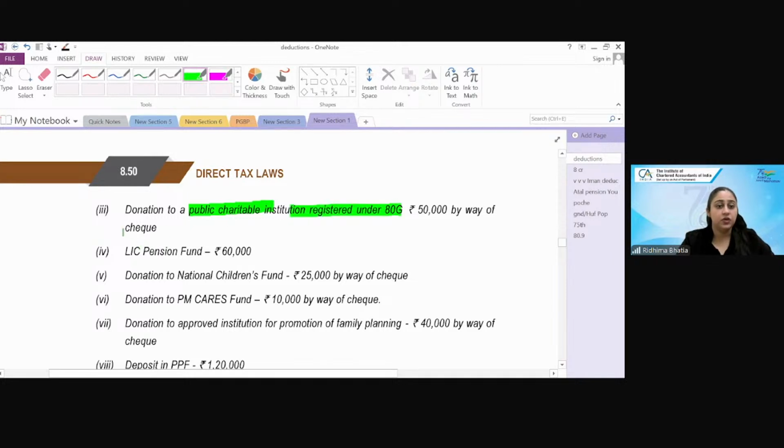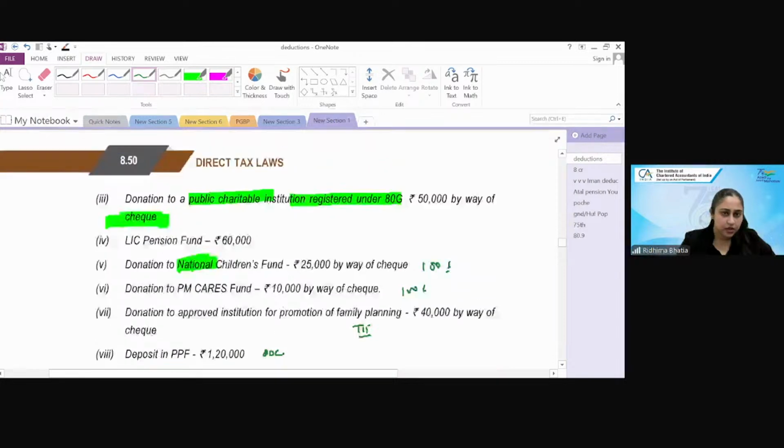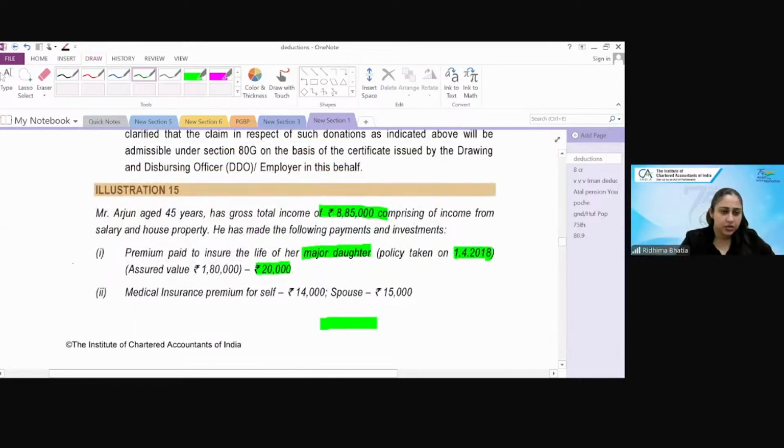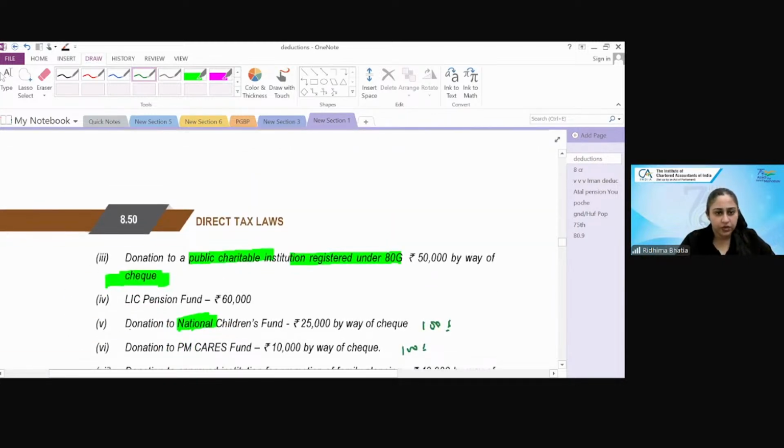By way of cheque. Very good. ये सब मार्क करना है. बाय वे ऑफ कैश होगा तो वो ऑटोमेटिकली आउट हो जाएगा. LIC पेंशन फंड, डोनेशन टू नेशनल चिल्ड्रंस फंड, नेशनल वर्ड आ गया, 100% कैटेगरी में it falls. ओके. PM केयर्स फंड 100% कैटेगरी. प्रमोशन ऑफ फैमिली प्लानिंग थर्ड कैटेगरी. डिपॉजिट इन PPF 120. ये 80C के लिए आ गया. This is also for 80C. Anything else? No. And this is fourth category.